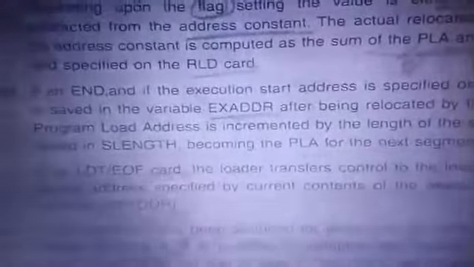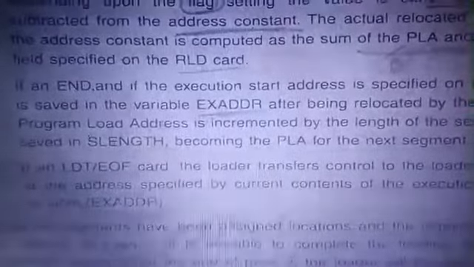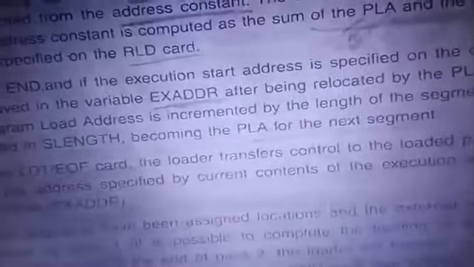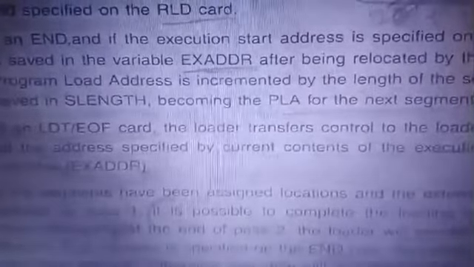Then if you have an END statement, it specifies that the segment has ended, so you need to go to the next segment and the PAL becomes that of the next segment. If it is an end of file, then all the segments and all the externals are referred, linked and relocated. So that's what pass 2 does.